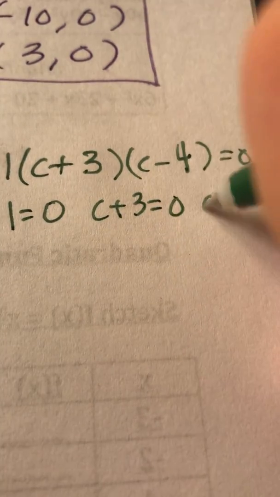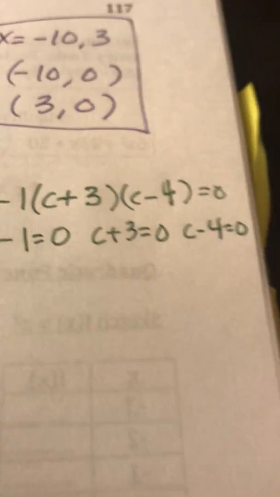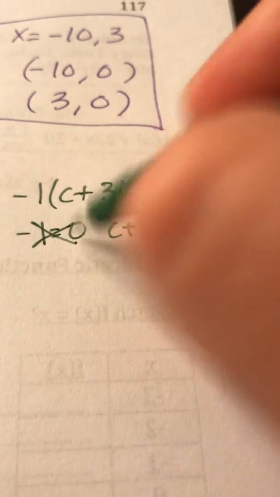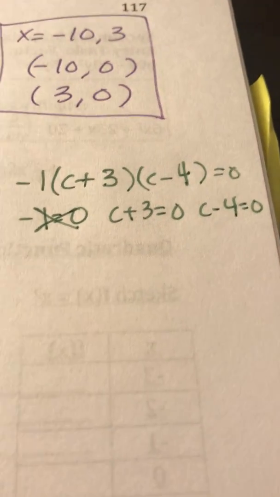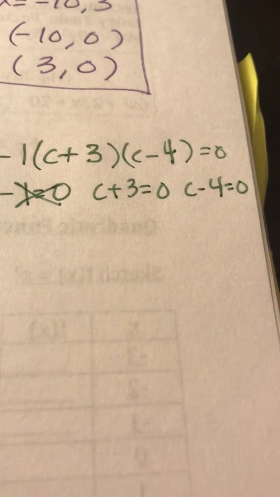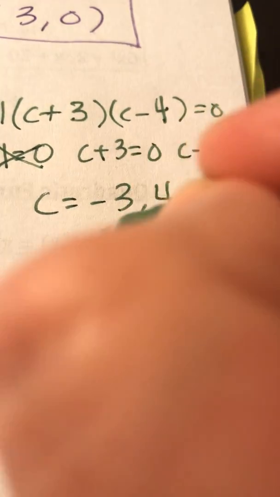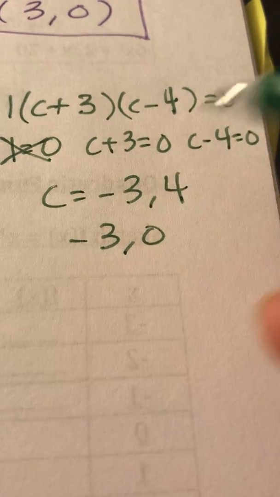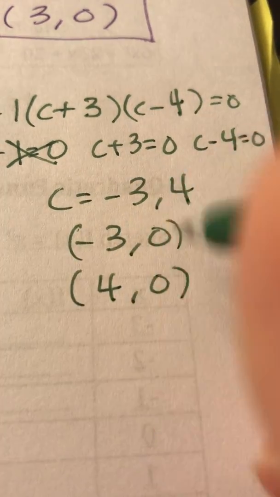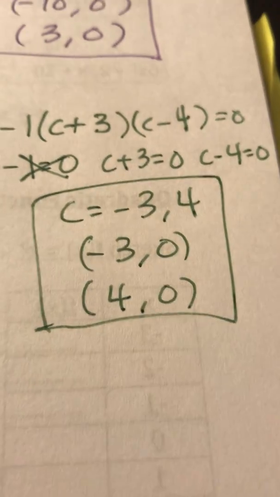-1 equals 0. c plus 3 equals 0. c minus 4 equals 0. This is not a true statement. It does not yield a c value or a c intercept. These ones do. c equals -3. Add 4 across. c equals 4. So we have intercepts of (-3, 0) and (4, 0). All right, that's that.